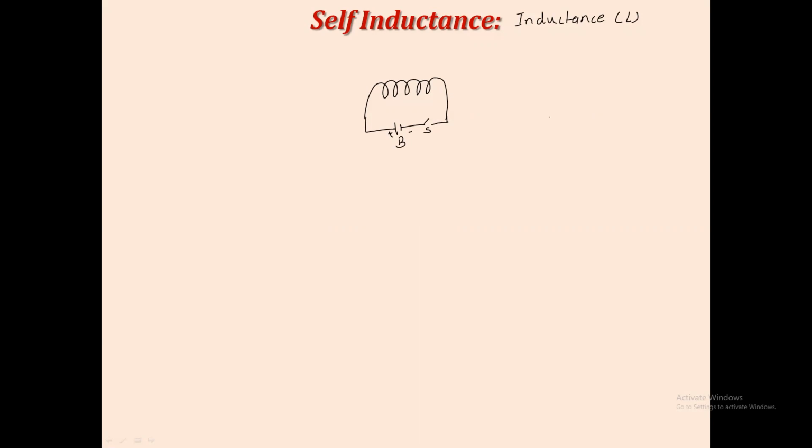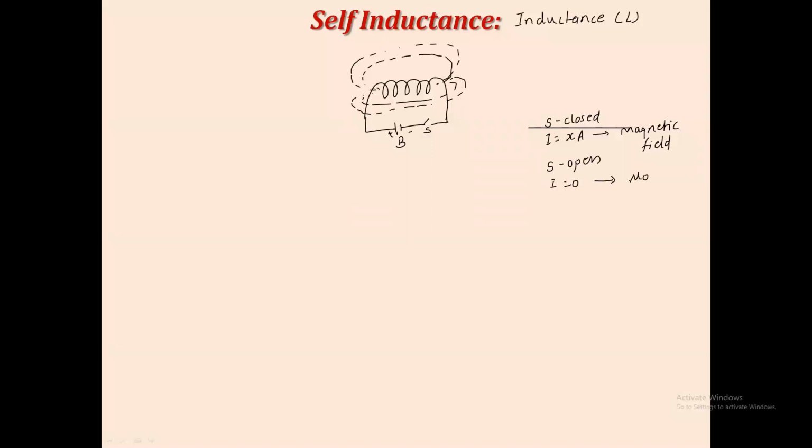Now, once again, we assume that when S is closed, definitely a current I of certain value flows through the circuit, and this will produce a magnetic field. And what is the shape of the magnetic field in the solenoid? This is the shape. Is it right? This is the shape of the magnetic field. But when we assume that S is open, then definitely I becomes 0. No magnetic field will be created.